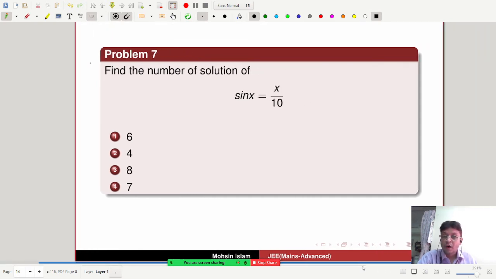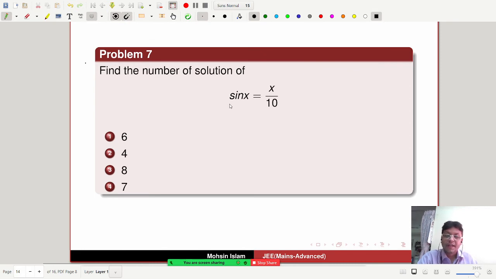Okay, now we have a next problem. Sin x equal to x by 10. Find the number of solutions. This is the equation. So on the left you have sin x, on the right you have x by 10, y equal to x by 10. That means x is divided by 10.